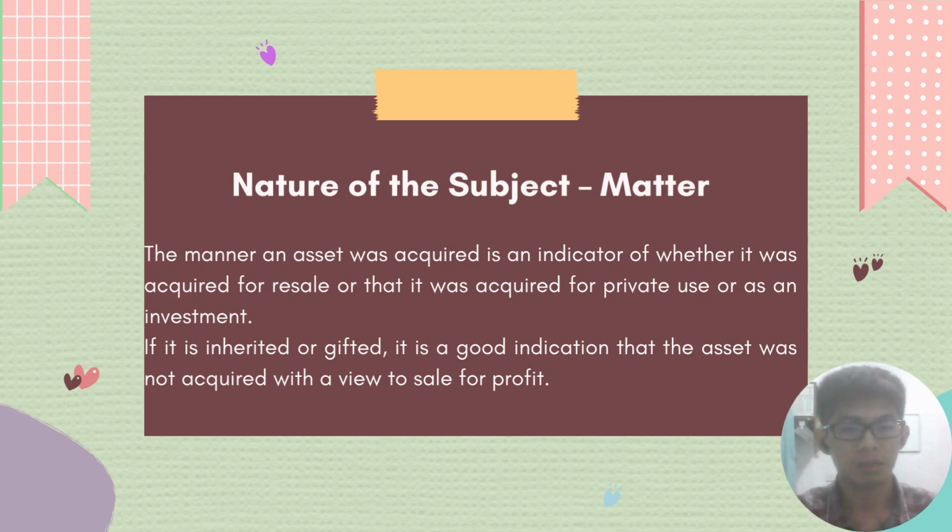Then, the next measure of trade is nature of the subject matter. The manner an asset was acquired is an indicator of whether it was acquired for itself, for private use, or as an investment. If it is inherited or gifted, it is a good indication that the asset was not acquired with a view to sell for profit.